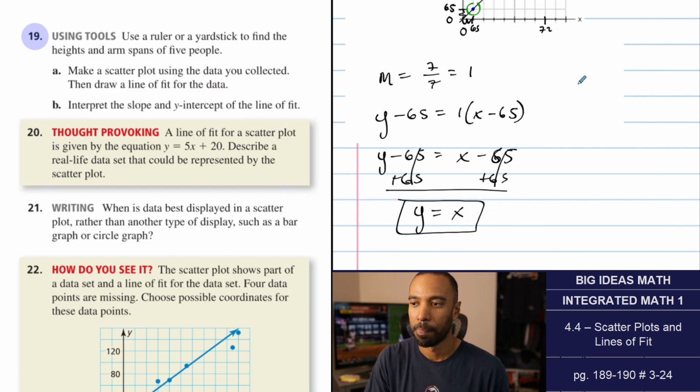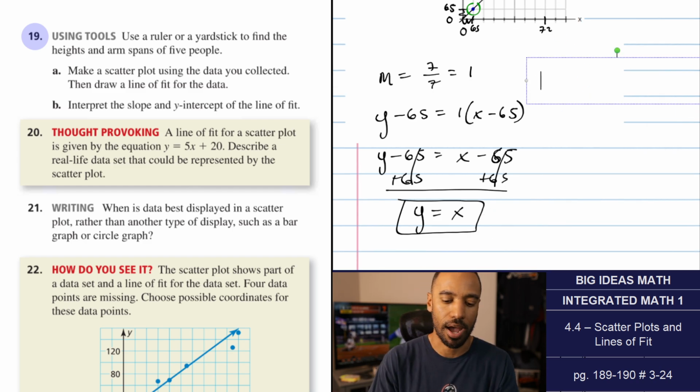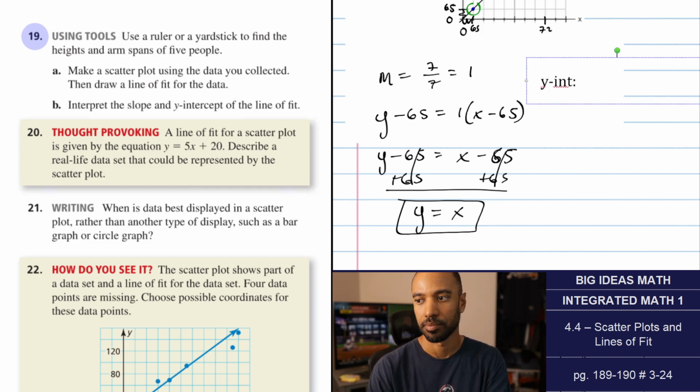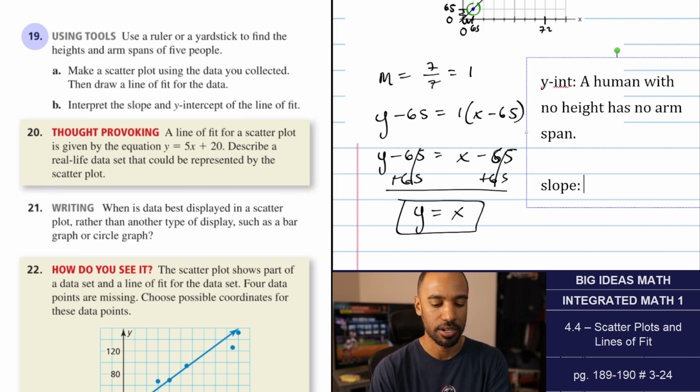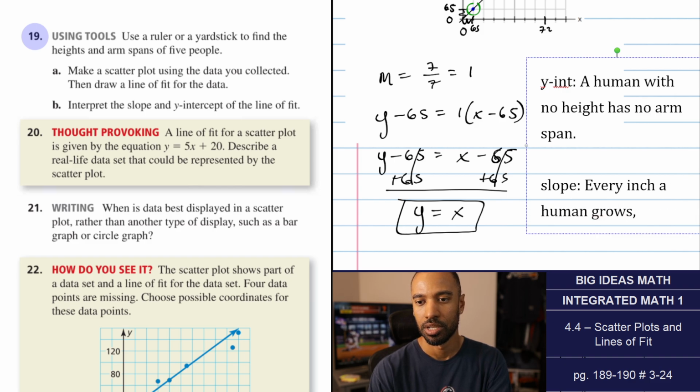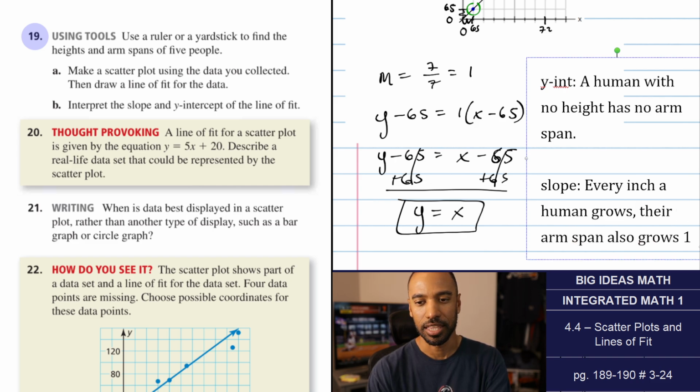That's the equation. The idea behind this is the y-intercept says when you have no height, you have no arm span. A human with no height has no arm span. That's pretty much it. Slope is a little bit different here. It says every inch a human grows, their wingspan, arm span, also grows 1 inch. And I think that's just the idea, right?